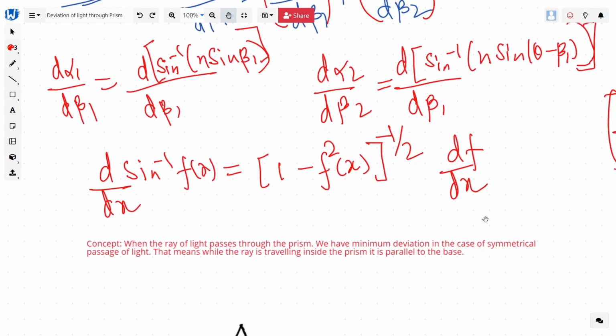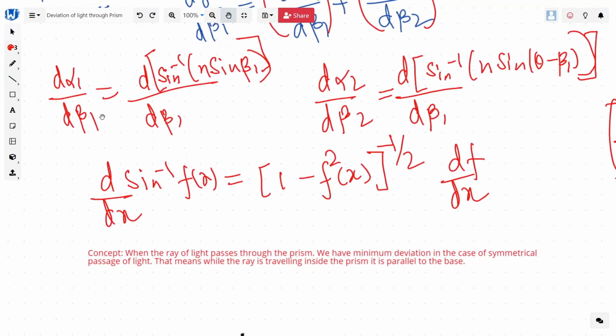So here we are. What it says is a very simple thing. So we have a prism here.